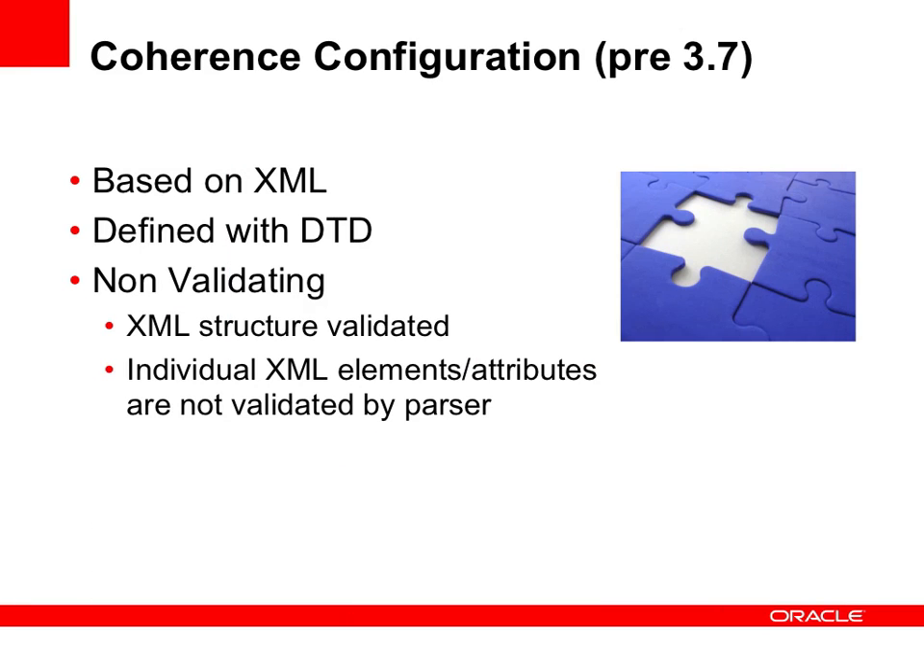Coherence is configured using XML files. Prior to version 3.7, configuration was defined via XML DTD. When the configuration file is parsed by Coherence, validation is performed on the XML itself, for example, ensuring that each tag has a matching end tag. However, the XML elements themselves were not validated. Each component simply extracts the configuration that it is expecting, and in some cases an error is not thrown when an invalid element is present.